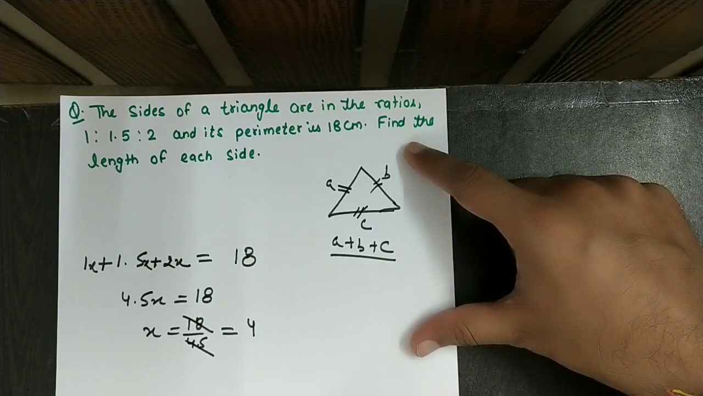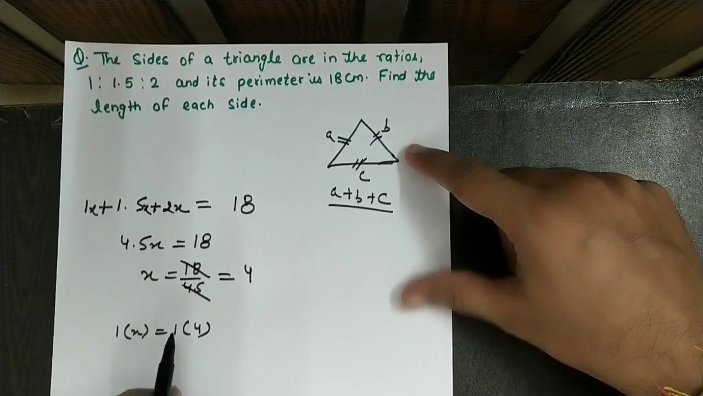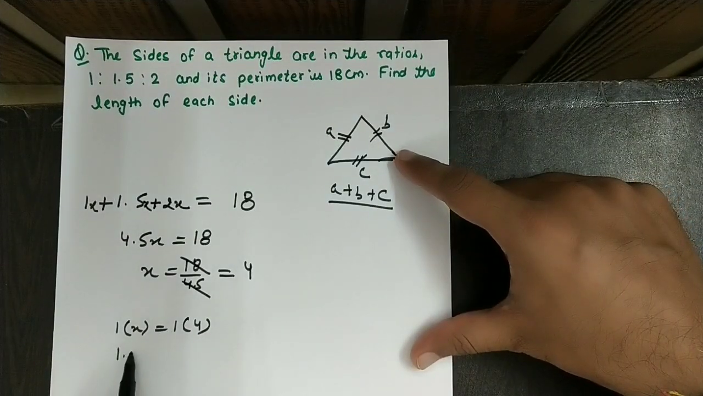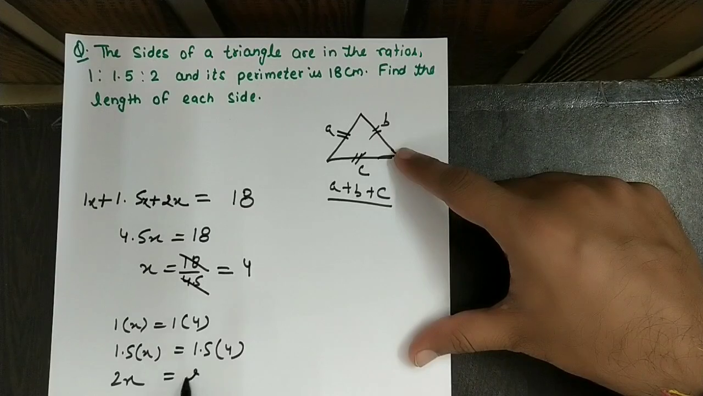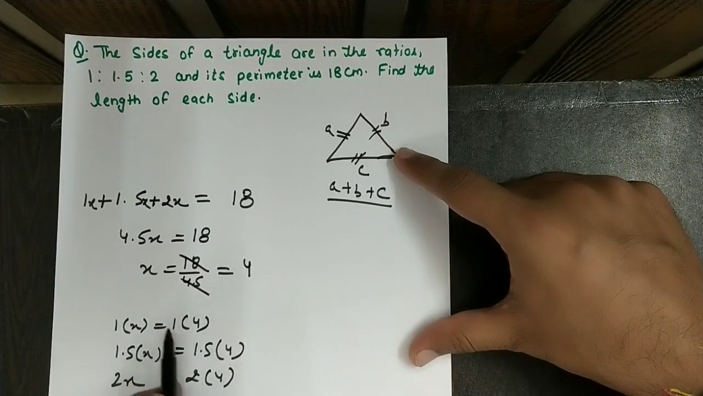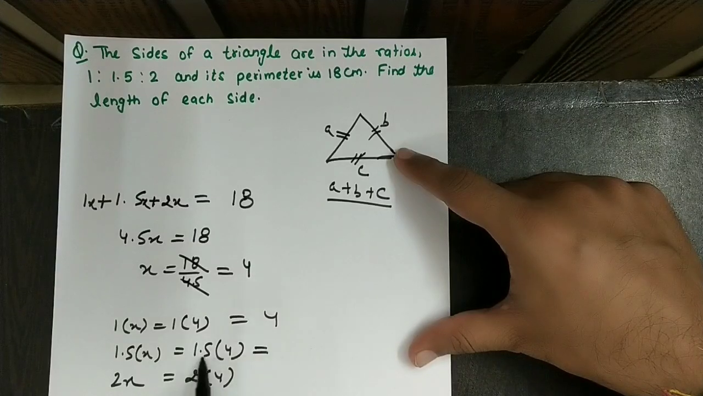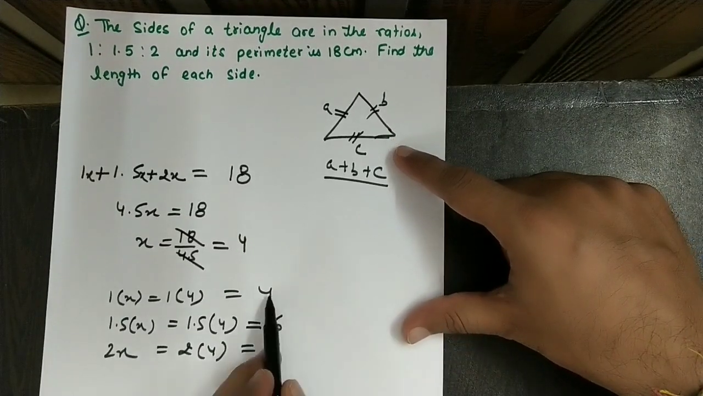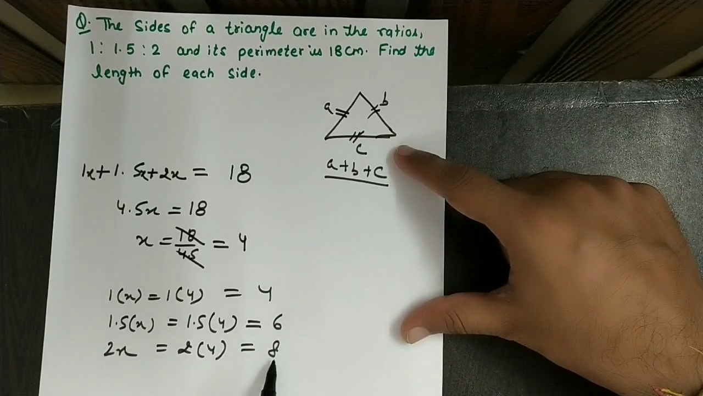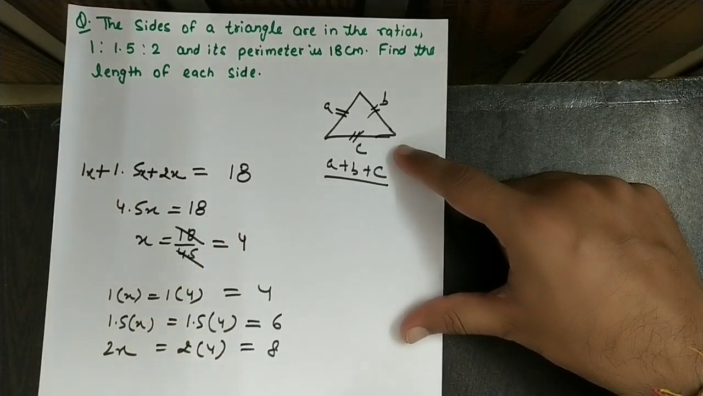So, what will be the length of each side? 1x means 1 into 4, 1.5x means 1.5 into 4, 2x means 2 into 4. 1 into 4 is 4. 1.5 into 4 is 6. 2 into 4 is 8. So, if you add these three sides, 4 plus 6 is 10 plus 8, the total is 18.